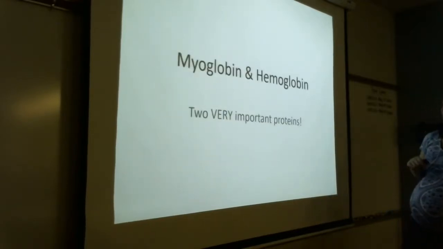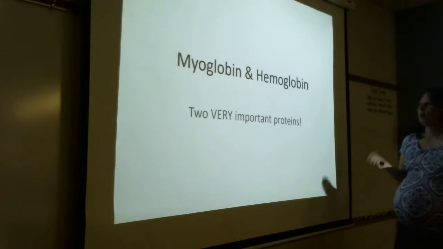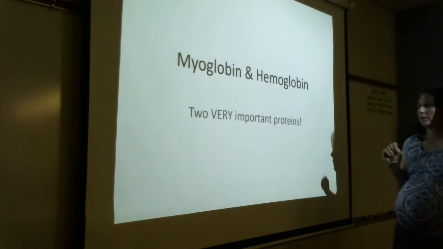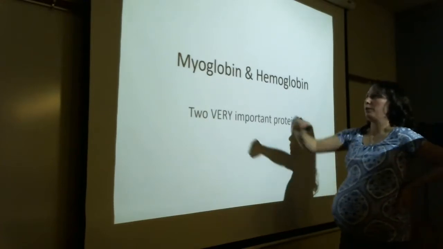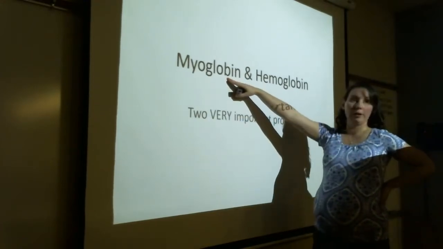So I said we'd look at myoglobin and hemoglobin. What's the difference between these two? Do you remember in terms of their structure? Myoglobin has primary, secondary, tertiary. Does it have quaternary?